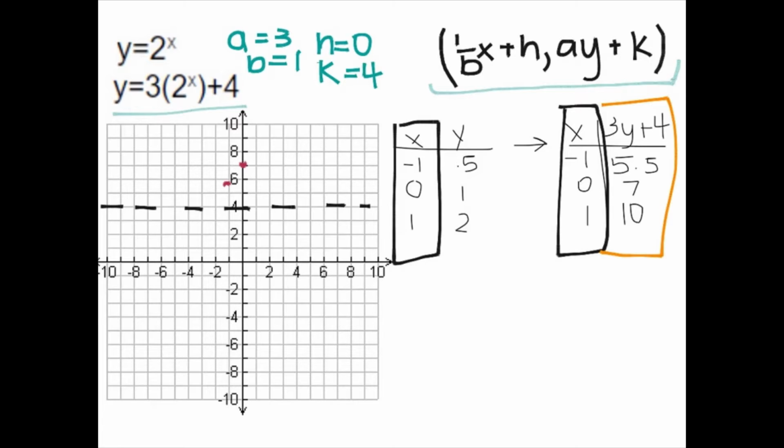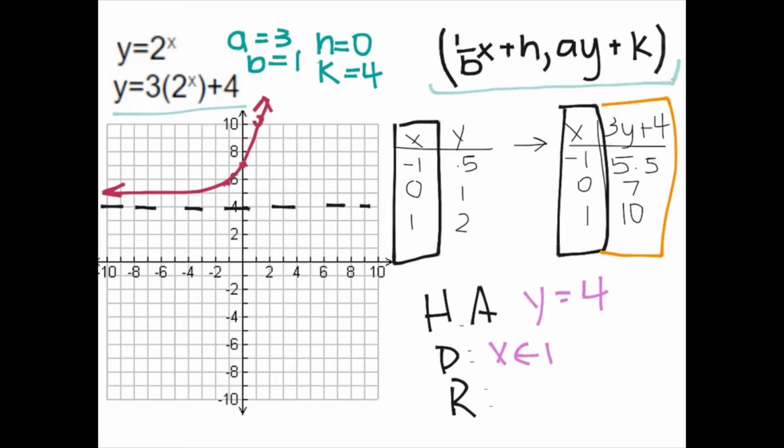0 is going to be 7, and 1 is going to be 10. So our graph should look something like this. And if we were to look at the graph, we would have to talk about the horizontal asymptote, the domain, and range. So the horizontal asymptote is going to be 4, so we would write it as y is equal to 4.